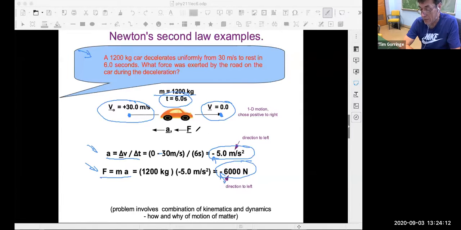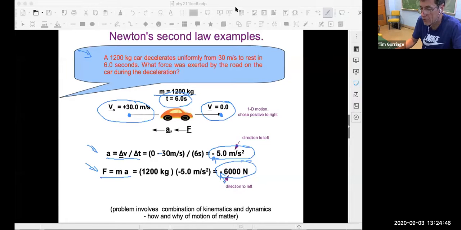And so that's important to understand, that to slow down the car and stop the car, it must be accelerating in a direction that's opposite the motion. And the force that's acting to slow it down must be acting in that direction opposite the motion. That's how you slow down. If the force and the acceleration were in the same direction of the motion, the car would speed up. So slowing down, forces act opposite the direction of motion. Speeding up, forces act in the direction of motion.